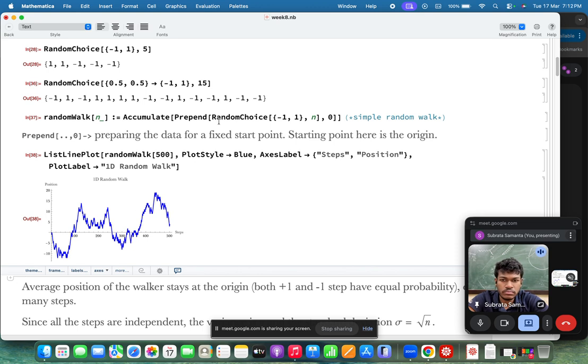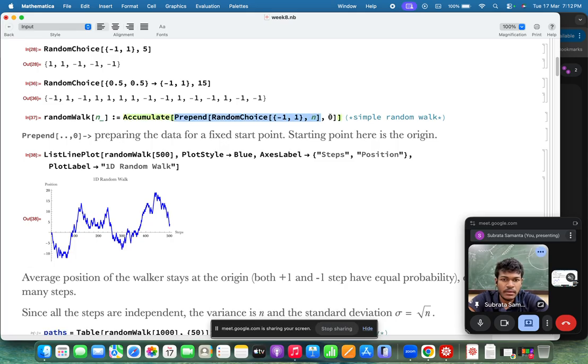So, first you generate a list consisting of plus 1 or minus 1s from this, and then you add 0 to this list by calling this prepend, and then you accumulate. In the last 2 or 3 classes, I repeatedly discussed these accumulate functions. Accumulate is basically the sum of these steps. It is not the total sum, it is the cumulative sum.